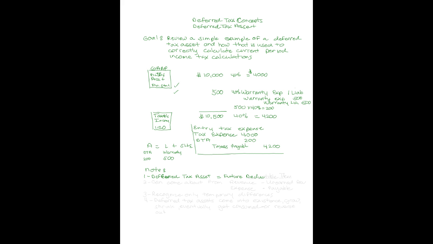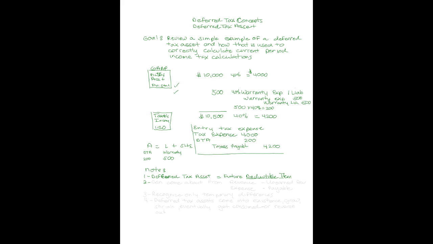Notice that we added it in to our taxable income as it originates, and in the future we're going to be able to deduct it. So our deferred tax liability was future taxable, and our deferred tax asset is future deductible.